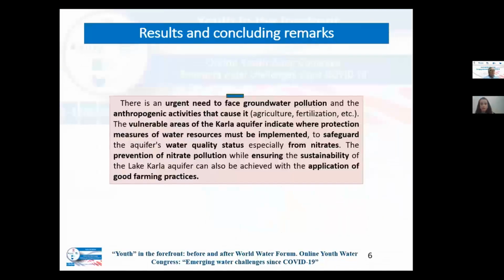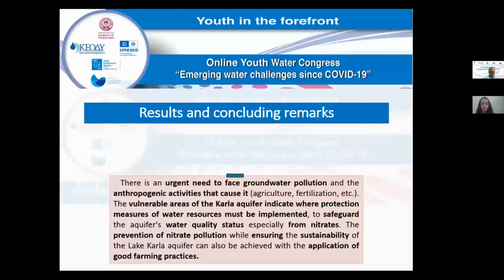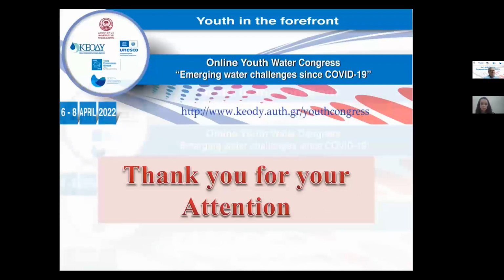The results divulge that there is an urgent need to face groundwater pollution and the anthropogenic activities that cause it. The vulnerable areas of the Karla aquifer indicate where protection measures of water resources must be implemented to safeguard the aquifer's water quality status, especially from nitrates. The prevention of nitrate pollution while ensuring the sustainability of the Karla aquifer can also be achieved with the application of good farming practices. Thank you very much for your attention.